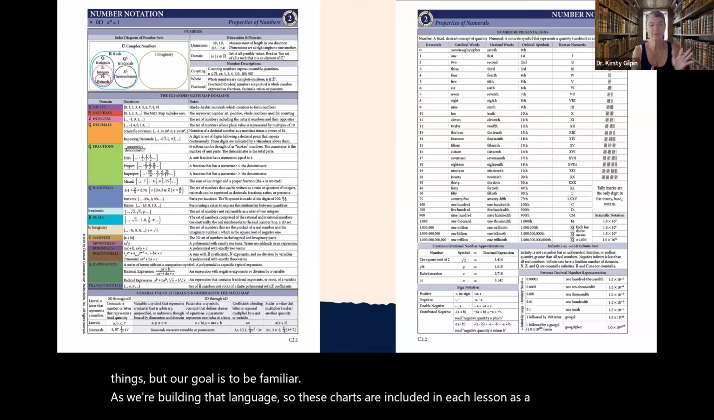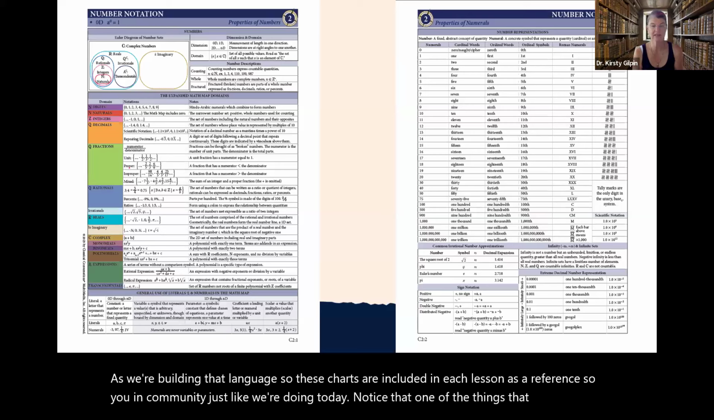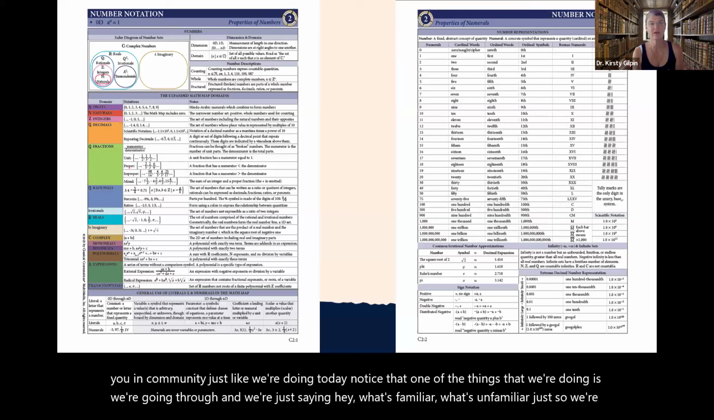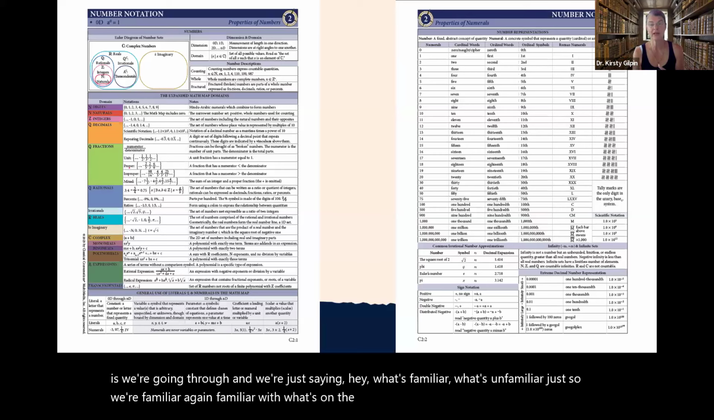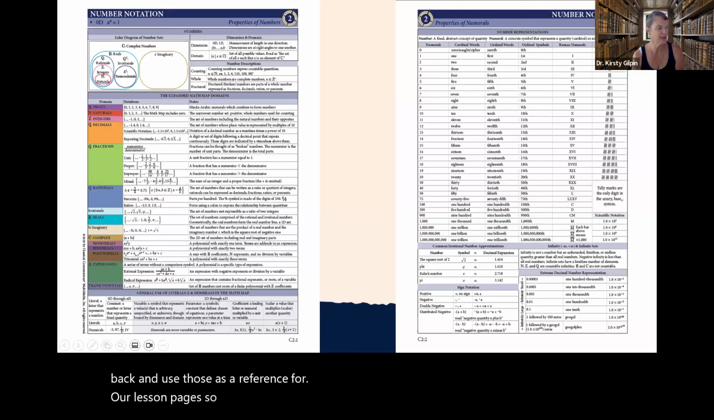So you, in community, just like we're doing today, are going through and saying, hey, what's familiar, what's unfamiliar, so we're familiar with what's on the chart and where things are. Then we can go back and use those as a reference for our lesson pages. So let's take a look at our lesson pages, and you may go, oh, I remember seeing that on the chart.